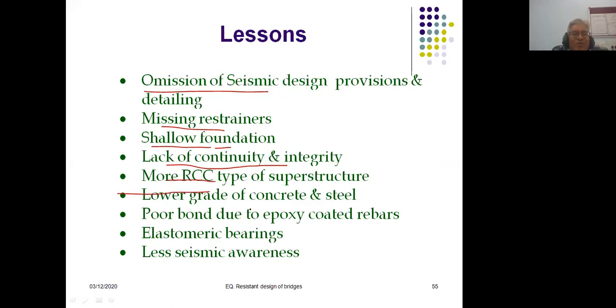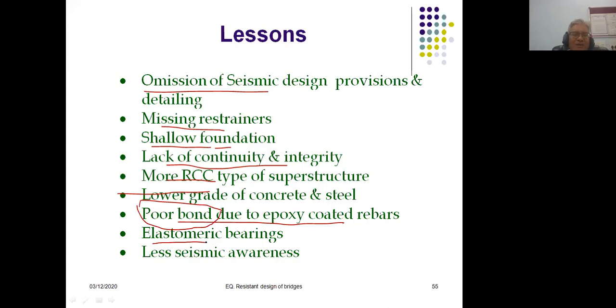So it was of a lower grade. Lower grade of concrete and steel are used. So there is a very heavy load, and for that, the grade of the concrete and steel are also an important thing. Poor bond due to the epoxy coated bars. Epoxy coated, of course, is good for corrosion resistance, but bond is a matter of question. And when we are using epoxy coated reinforcement, how to improve this bond, that we need to understand.